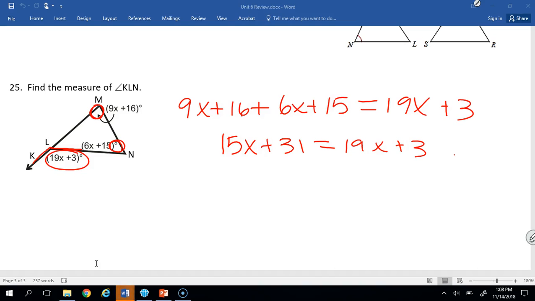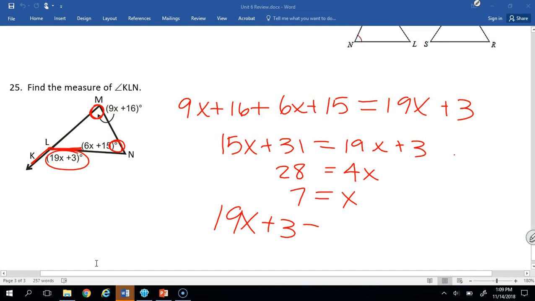We're going to subtract 15x from 19x. That gives us 4x over here. And we're going to subtract 3 from 31, and that gives us 28 over here. And 4 goes into 28 7 times. So x is 7. Now we have to plug that x back into this angle right here. So we're going to plug it back into the expression 19x plus 3. So that's going to be 19 times 7 plus 3, and that equals 136 degrees.